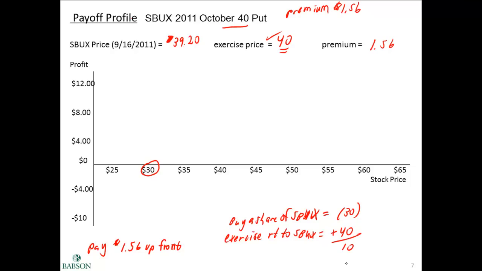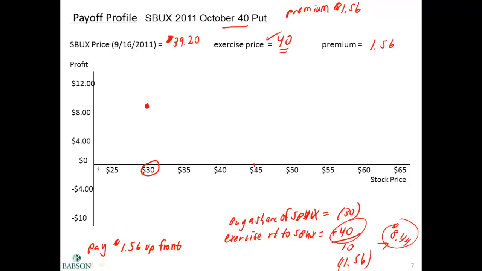Of course, you have to reflect the premium that you paid for this right. So you end up pocketing a grand total of $8.44. Pretty good for a $1.56 investment. So again, what happened? You wake up, it's selling for $30, and you have a profit of about $8.44. So notice, the lower the price goes of Starbucks stock, the more money you'll make because you have a fixed price of $40 that you can sell it for.